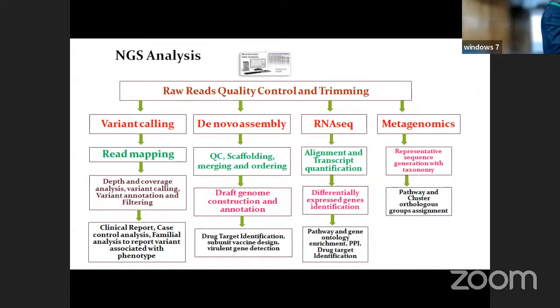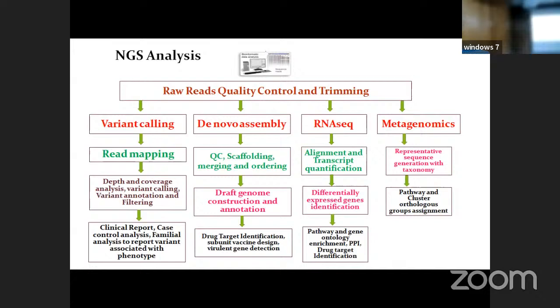So if you are going for de novo assembly, go for QC, scaffolding, merging, ordering, then draft genome construction. Then once you are constructing the draft genome, the goal has to be to identify potential drug targets. Say, for example, you have sequenced the MTB genome. One goal is to identify the variants present and associated with the disease of interest, right? The next goal should be to identify a drug target, a gene which is essential for survival of Mycobacterium tuberculosis and absent in the host.